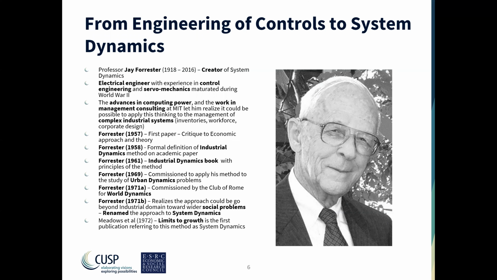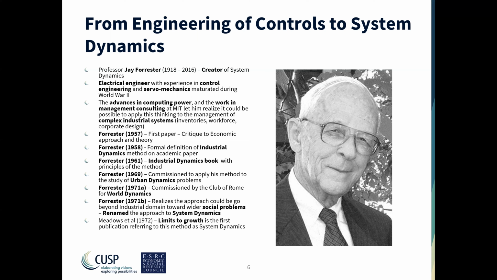As a result, in the 50s, he started formalizing the concept, and in '61, he wrote the first book, Industrial Dynamics, highlighting the principles of the method. However, in '69 and '71, he got commissions for applying the method to the city of Boston to manage their urban dynamics. That's another publication that came out from Forrester.